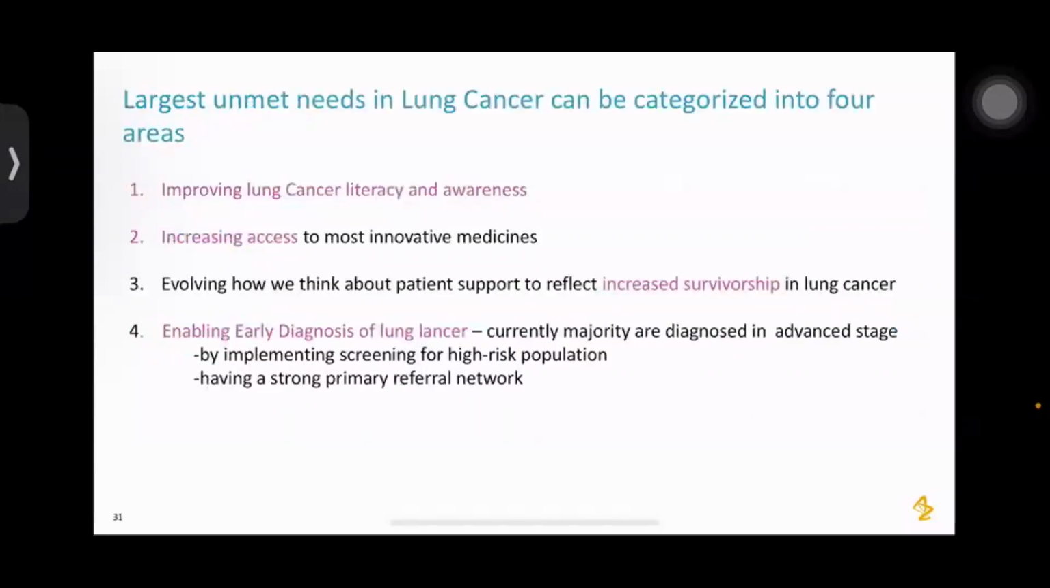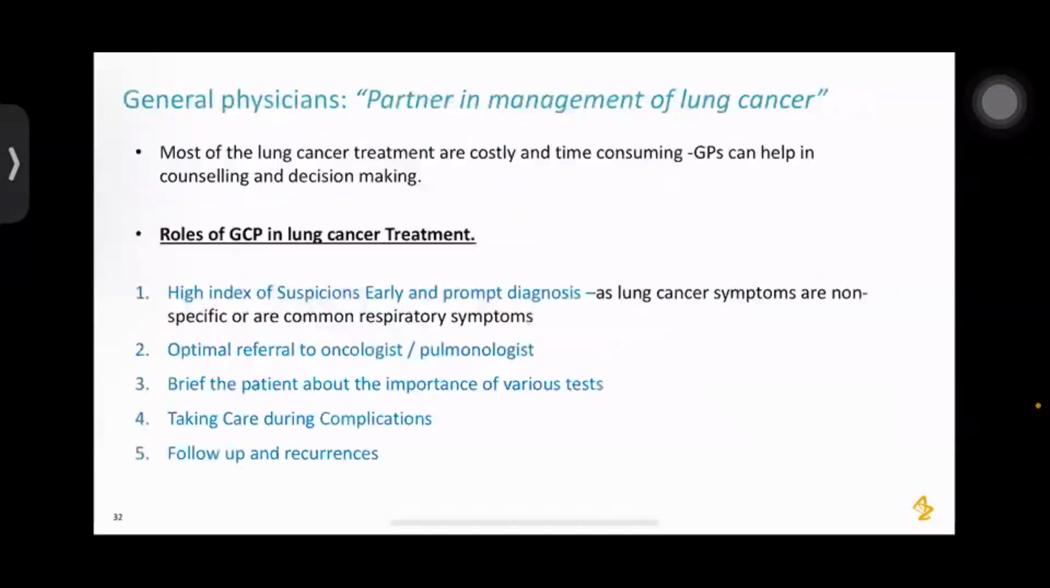The largest unmet needs are improving lung cancer literacy and awareness, increasing access to the most innovative medicines, evolving how we think about patient support to increase survivorship, and enabling early diagnosis of lung cancer. General physicians are partners in the management of lung cancer, whom the patient approaches first, rather than an oncologist predominantly. Need a high index of suspicion for early and prompt diagnosis, optimal referral to the oncologist, briefing the patient about the importance of various tests, and taking care during complications, follow up and recurrences.